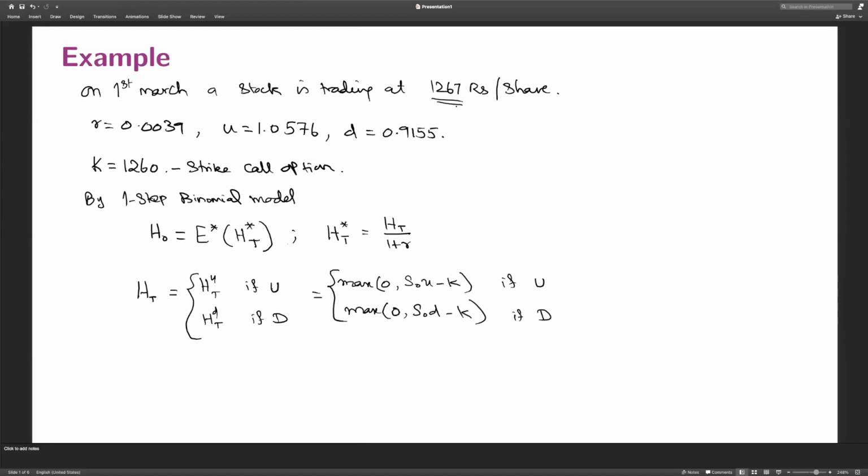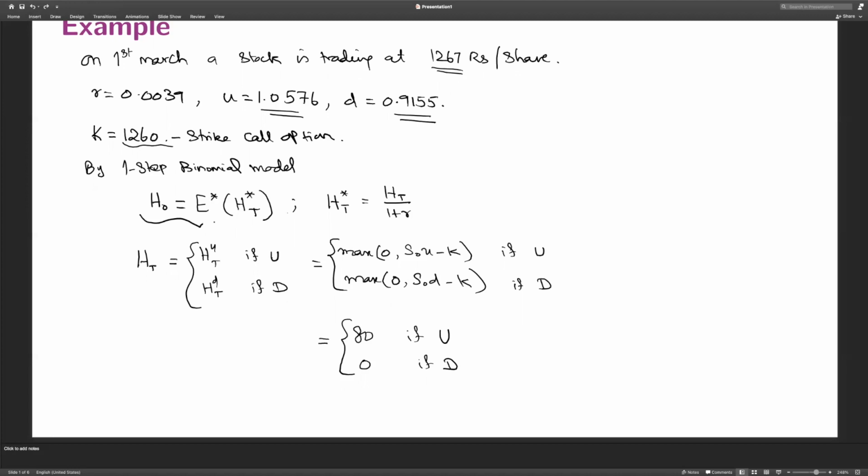We are given S naught, which is 1267, U and D are given to us, and K is also given. Therefore, we can explicitly find what these values are. This is 80 if the upward movement is there, and 0 if downward movement is there, right? Now let us see how this formula explicitly looks. H naught is equal to HUT, since it is a call option you can put a C here, by 1 plus R into P star plus HDT by 1 plus R into 1 minus P star. What is P star? P star is equal to 1 plus R minus D divided by U minus D, right?